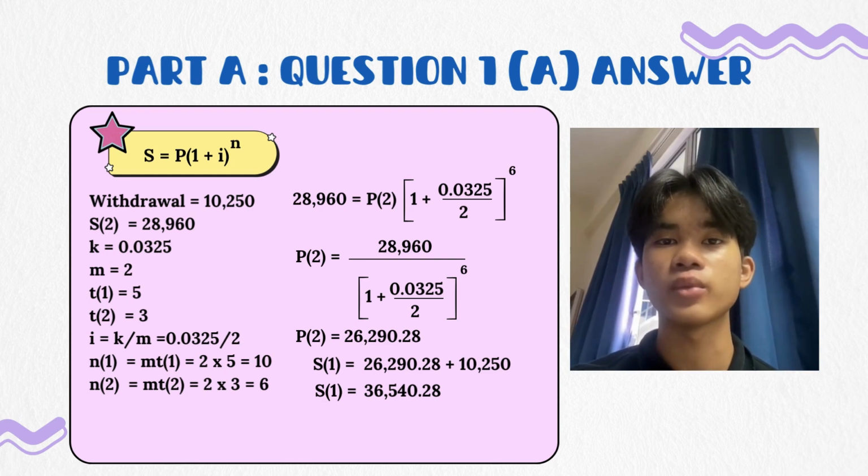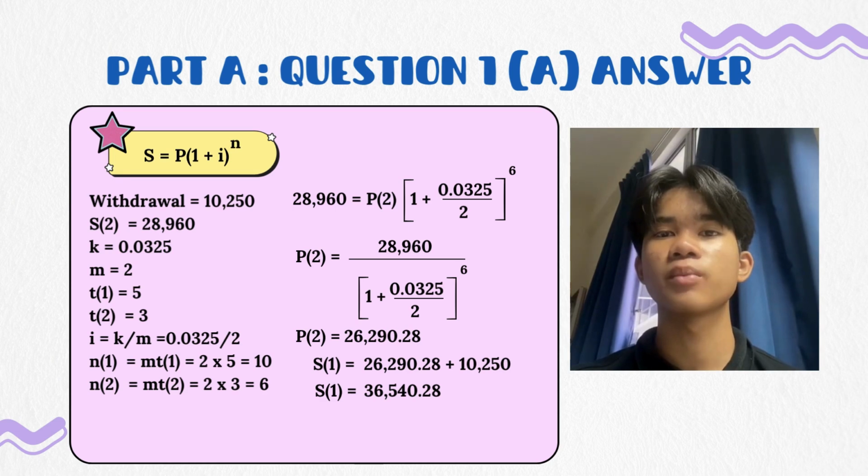To get N1, the formula is N equals M times T, which is N equals 2 times 5. We will get N1 equals 10. And for N2, it's N equals 2 times 3, so N2 equals 6. Now we can use the compound interest formula to find the P2.